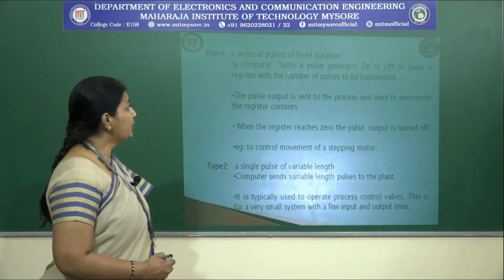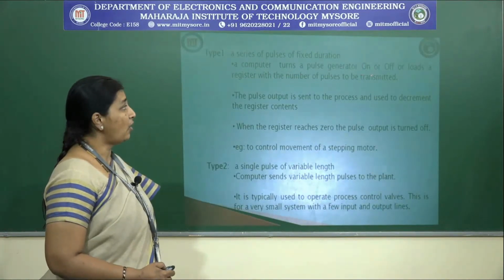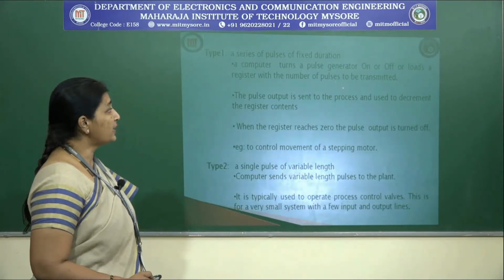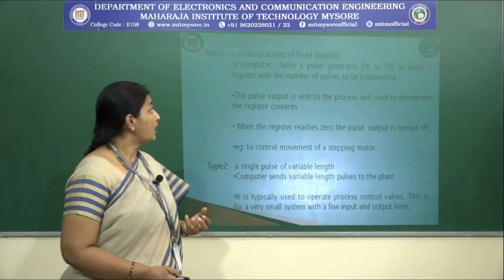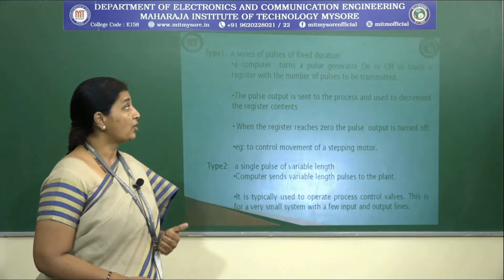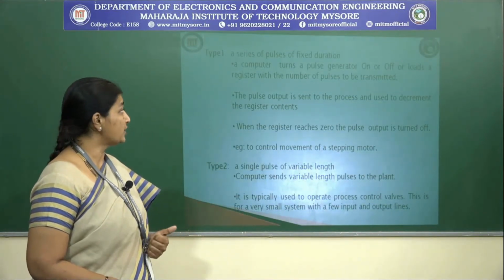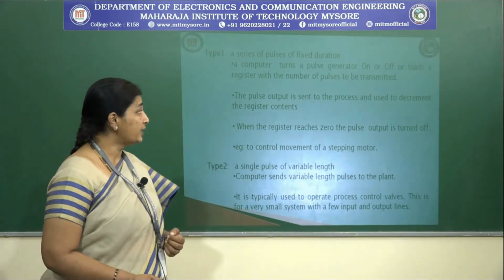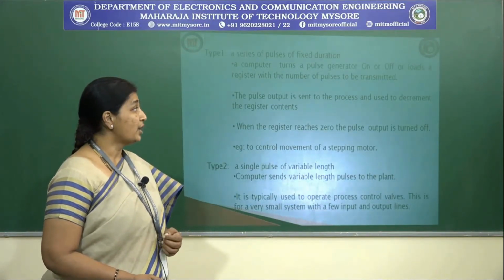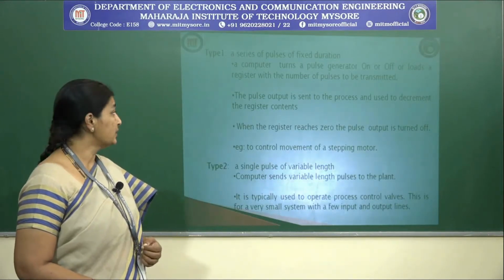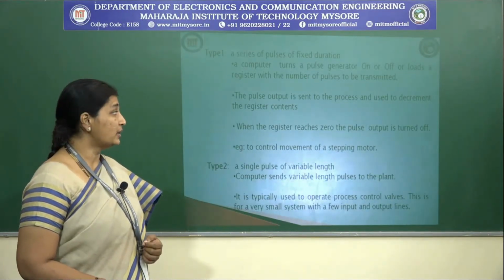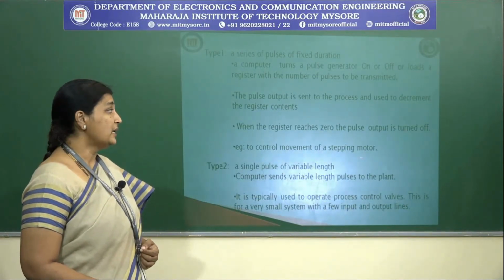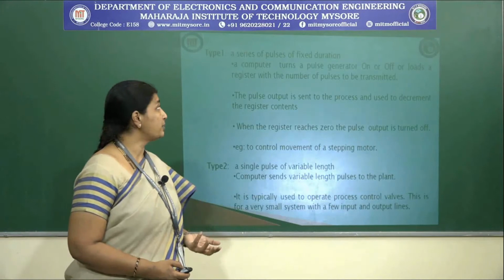A computer turns a pulse generator on or off, or loads a register with a number of pulses to be transmitted. The pulse output is sent to the processor and used to decrement register contents, and when the register reaches 0, the pulse output is turned off. For example, the movement of a stepping motor. So what do you understand by this?